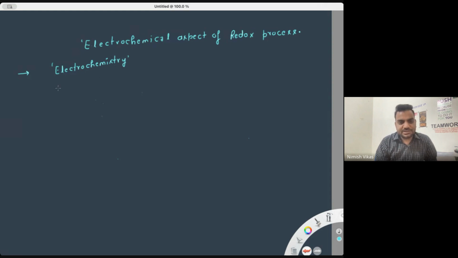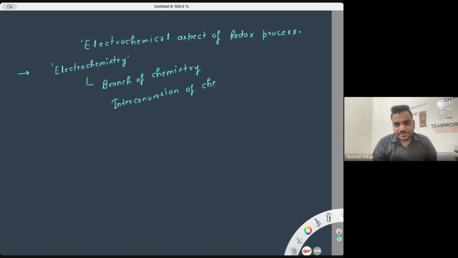What is this electrochemistry? This is basically a branch of chemistry that deals with interconversion of chemical and electrical energy.